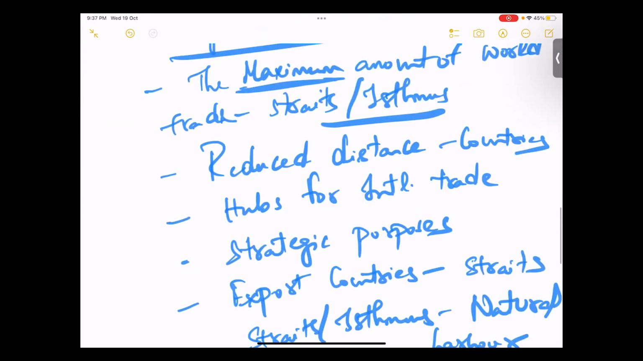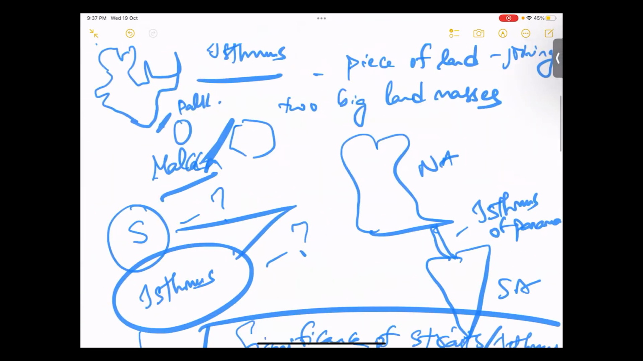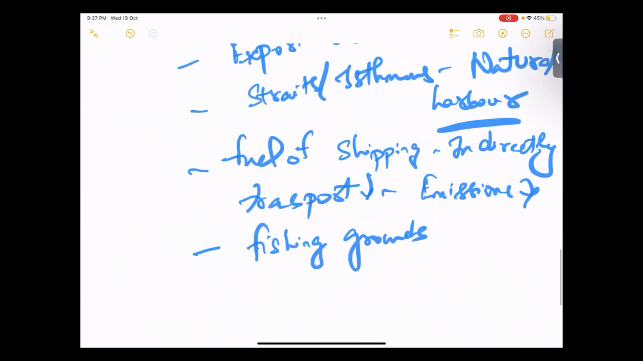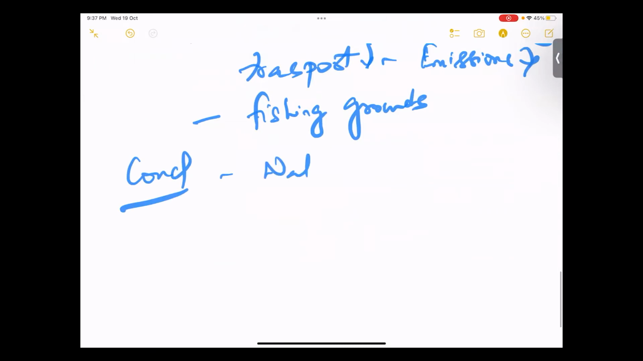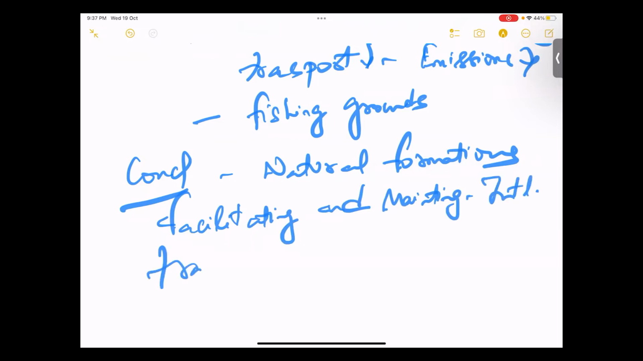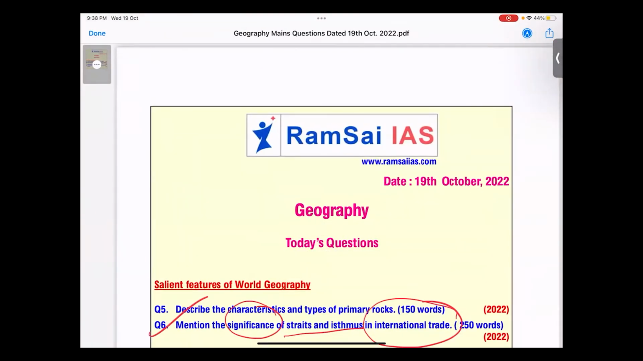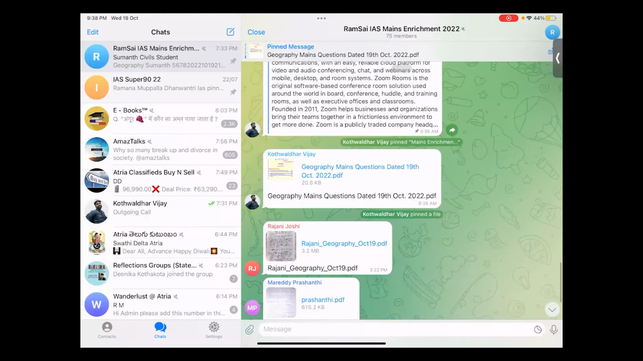So obviously you have to draw the diagrams in this particular answer. There is no doubt about it. And then you can conclude saying that they are the natural formations which have been really helpful in facilitating and maintaining the international trade. Is it clear, everyone? Clear? Yes, sir.